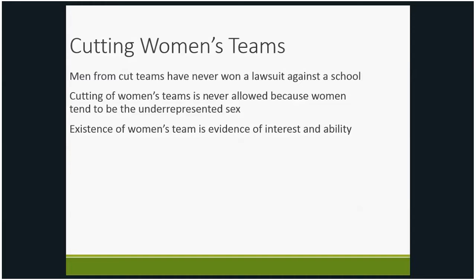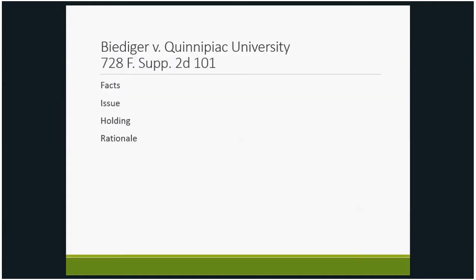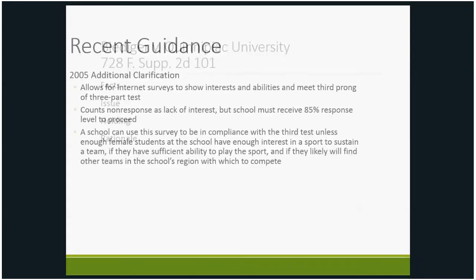So if women are overrepresented and their team is then cut, then the genders would flip-flop. However, across the board, women's teams are underrepresented. Therefore, there really aren't any cases that show women being cut to become compliant with prong 1 of Title IX. The Biediger case versus Quinnipiac begins to discuss cheerleading, and whether it is an athletic team that could be used for Title IX issues. It's a relatively new case, a few years old, that we'll go over.